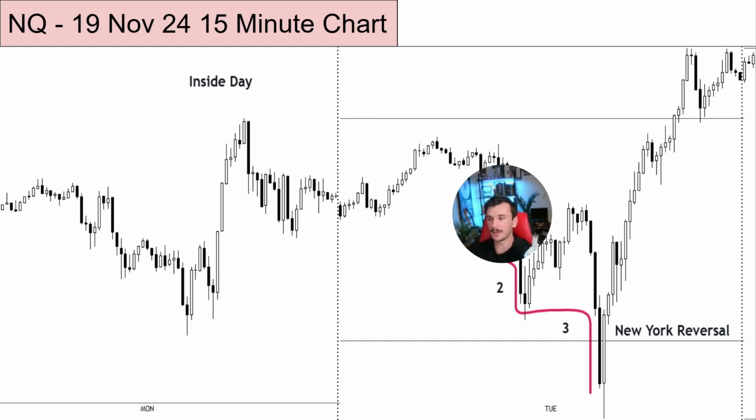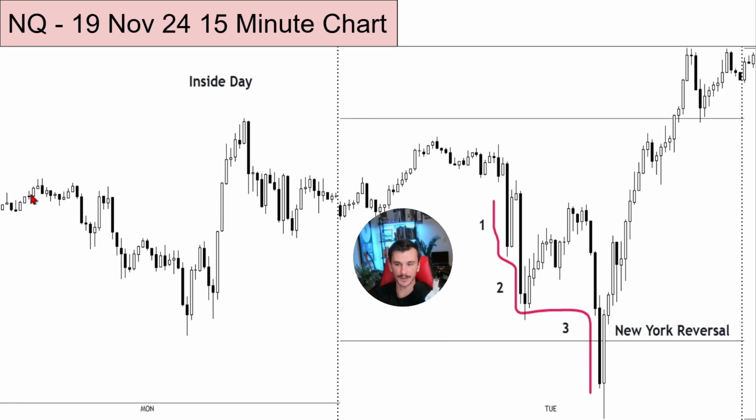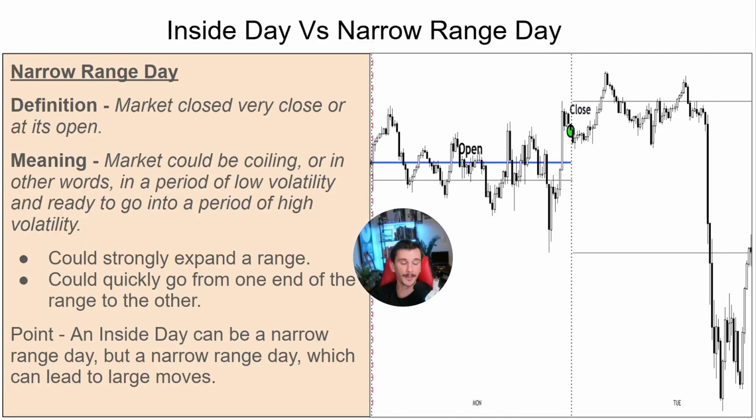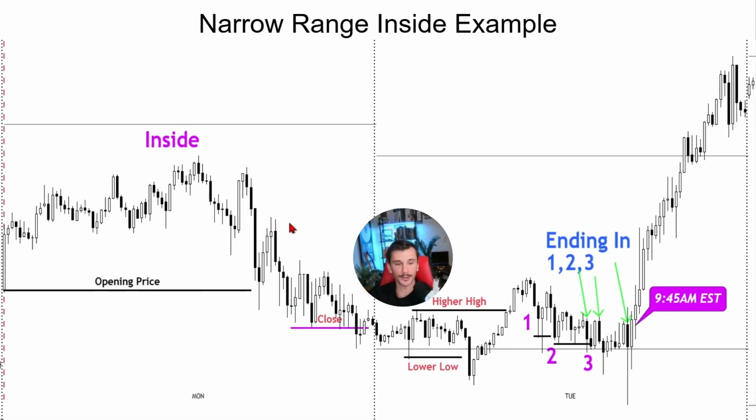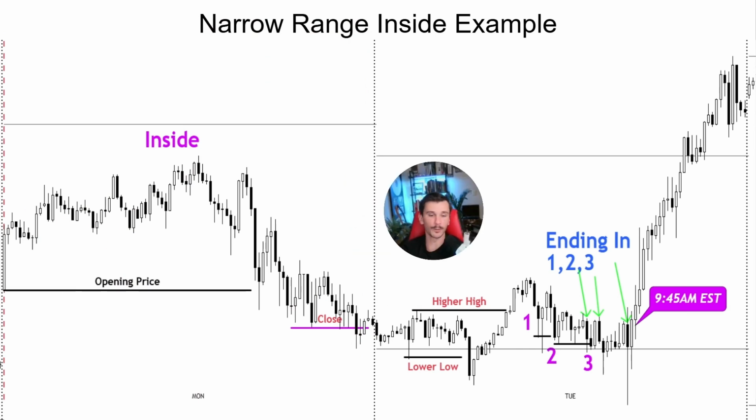It's just something to be looking out for. In this case, this was also a narrow range day where the open was very close to its close, but you still had the opportunity for the stair step down into the level. That will happen. Sometimes you'll get a much wider range day where it actually stair steps down or up into a level. Of course, that is not the case here. However, this is still the same exact setup. This is a narrow range day, an inside bar or an inside day.